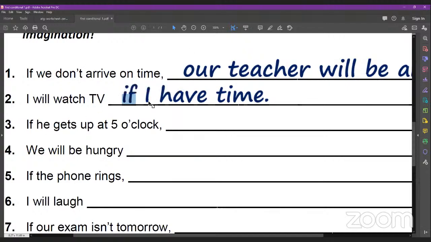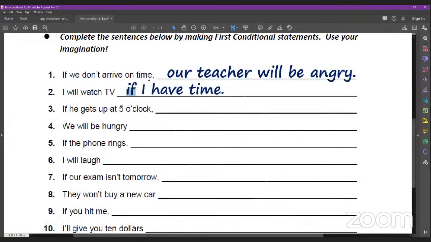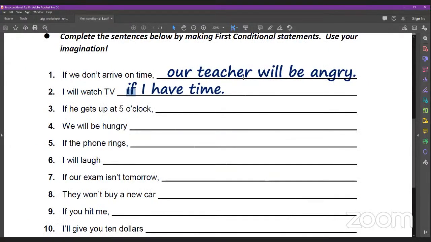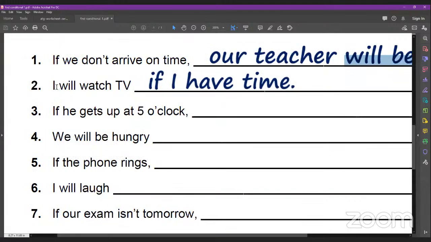Acciones y consecuencias. If we don't arrive at time, si no llegamos a tiempo. If we don't arrive at time, our teacher will be angry. You see? Present simple, future simple. In the sentence number 2, I will watch TV if I have time. Future simple, present simple. Veré televisión si tengo tiempo. I will watch TV if I have time.